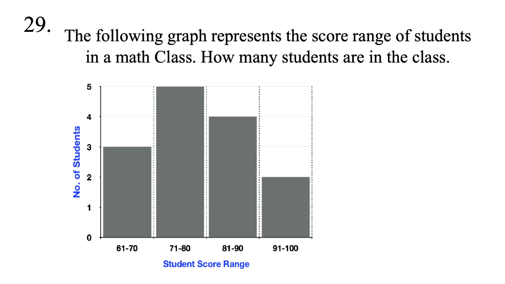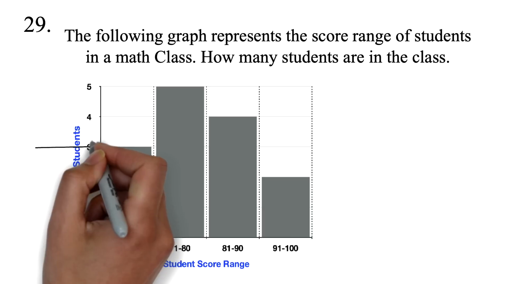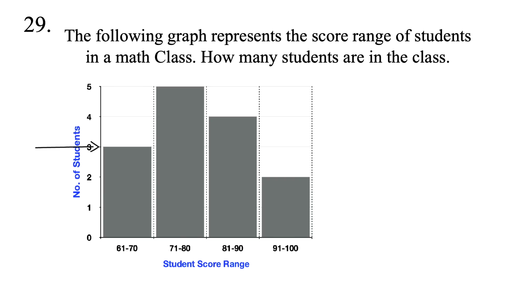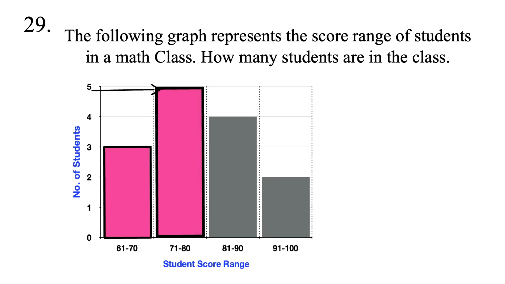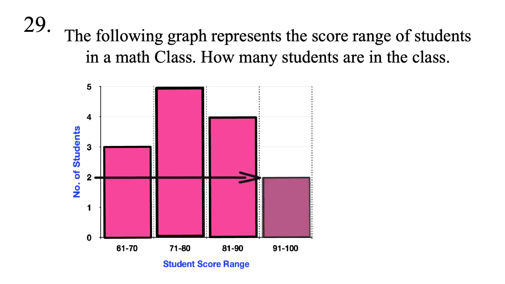From the graph, you'll notice that there are 3 students whose score ranged from 61 to 70. There are 5 students whose score ranged from 71 to 80. There are 4 students whose score ranged from 81 to 90. There are 2 students whose score ranged from 91 to 100.